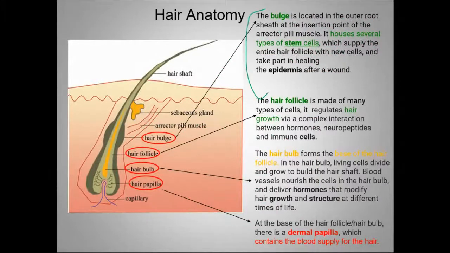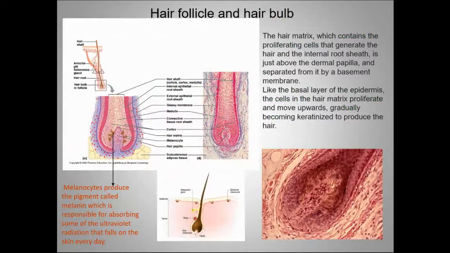All right, so we talked about the bulge and we talked about the bulb and the differences. We talked about the dermal papilla that contains the blood vessels. Now, the hair follicle, okay, is this area over here where we can recognize different layers of cells. So we can look at it actually from a cross section and recognize the various layers there, okay? In this section, you can recognize the various layers a little bit better.